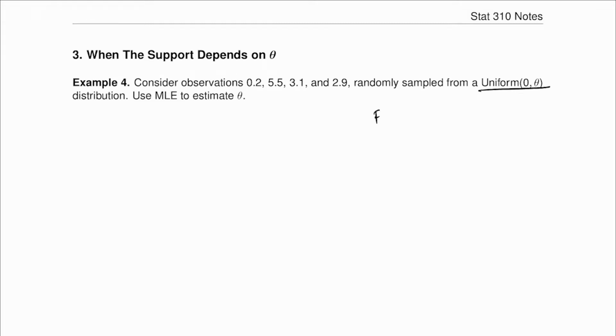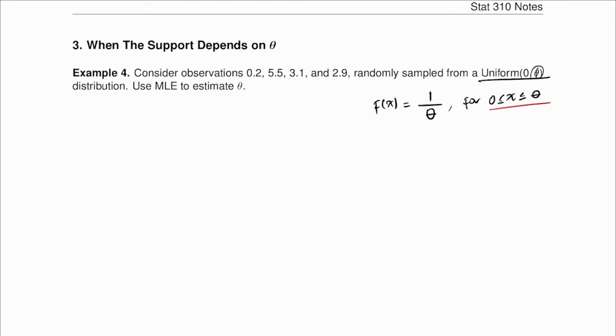Well, in that case, the PDF of a uniform distribution is 1 over b minus a. B, in this case, is theta, minus 0, is theta. But this distribution is for values between 0 and theta. So we have to be careful because in this case the support depends on the parameter that we want to estimate. So if we don't consider the support, we are going to get something like this.